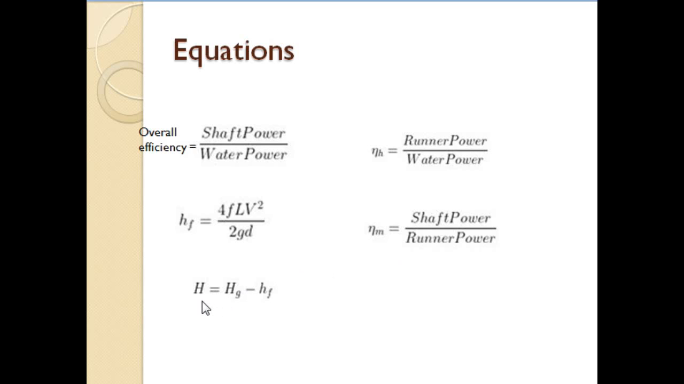Net head H is equal to gross head minus the losses in the head, HF. HF is the loss in the head. Here HF can be calculated by the equation 4FLV square by 2GD.